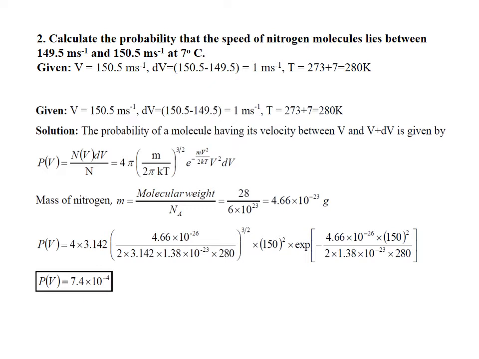And we know that the mass of nitrogen is the ratio of molecular weight divided by the Avogadro number. So hence it is 28 divided by 6 into 10 to the power of 23. Now we know the value of mass of the nitrogen and the corresponding velocity, change in velocity and the corresponding temperature. By substituting all these values in the above expression, we get the probability of a molecule as 7.4 into 10 to the power of minus 4.